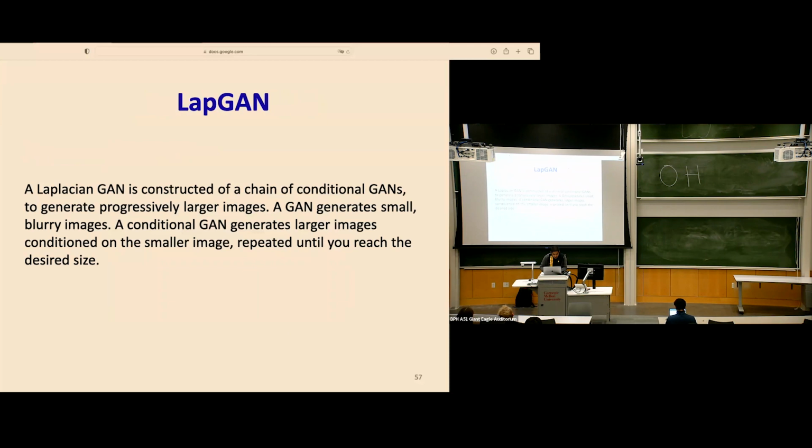The next variant is LapGAN, which is basically Laplacian GAN. It is just a chain of conditional GANs. It generates progressively larger images, because a normal vanilla GAN generates small and blurry images, but a conditional GAN generates larger images conditioned on the smaller image, which is repeated until you reach the desired size. It's not recommended to go from a really small size to a really big size. You can mess up your model that way.